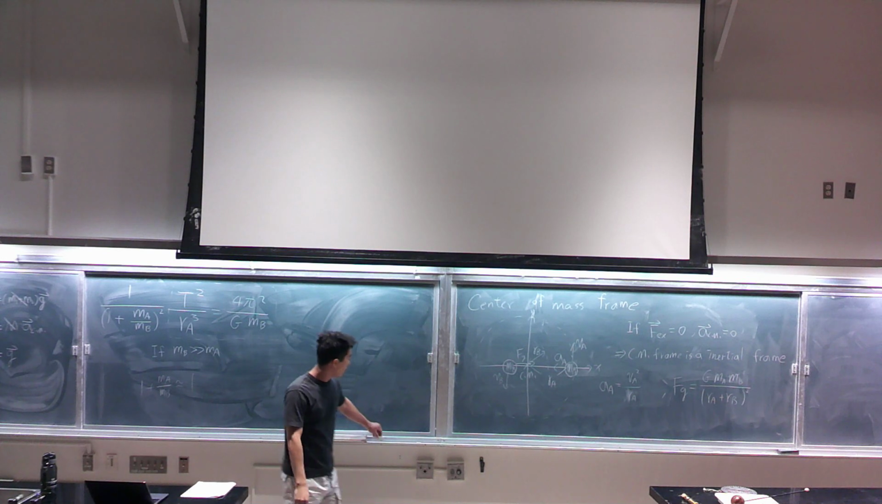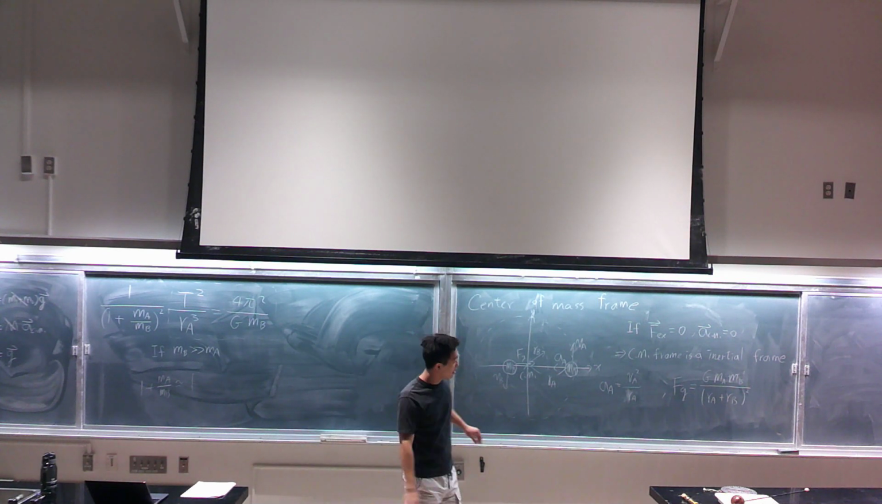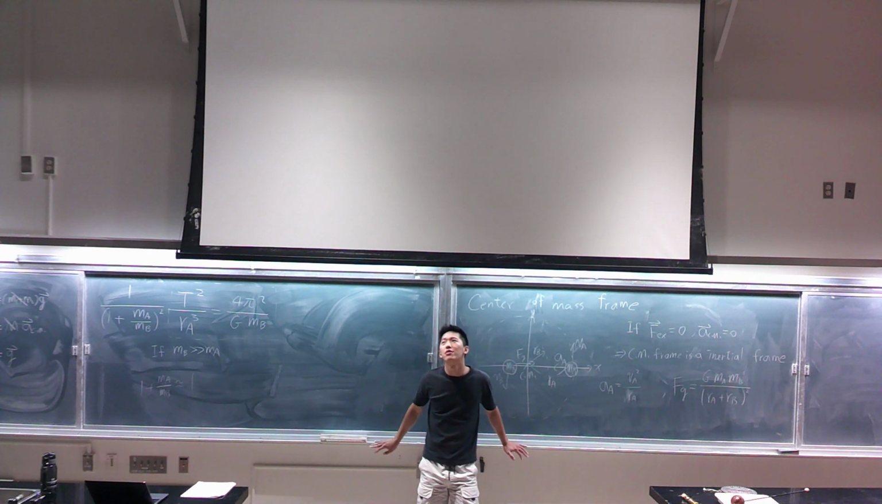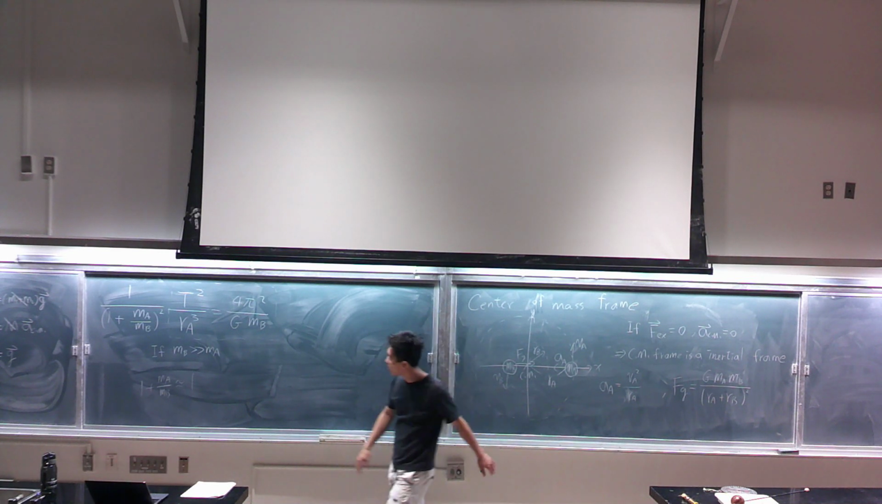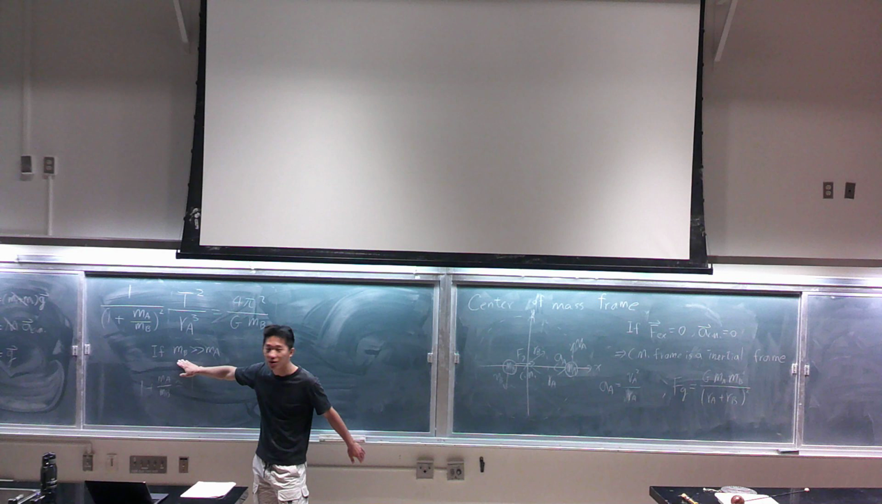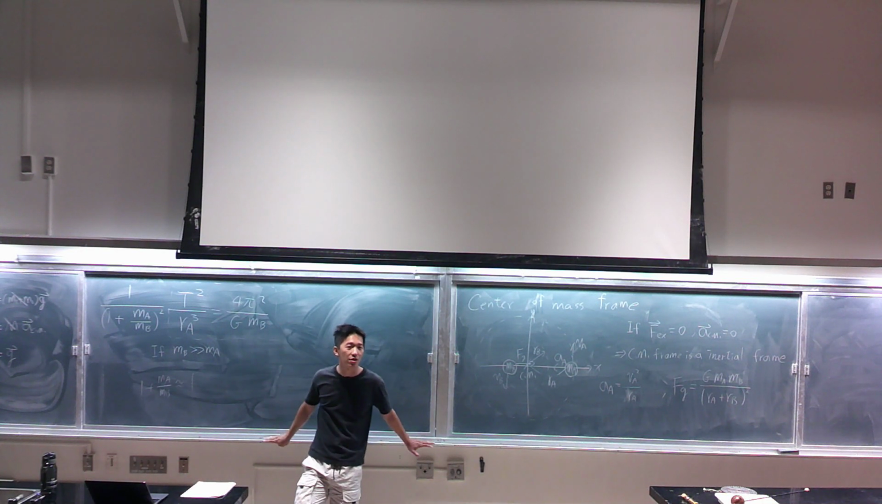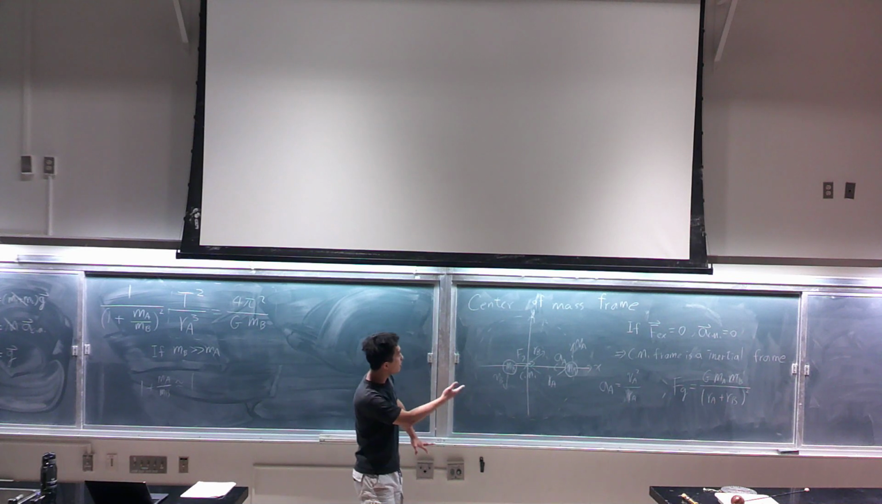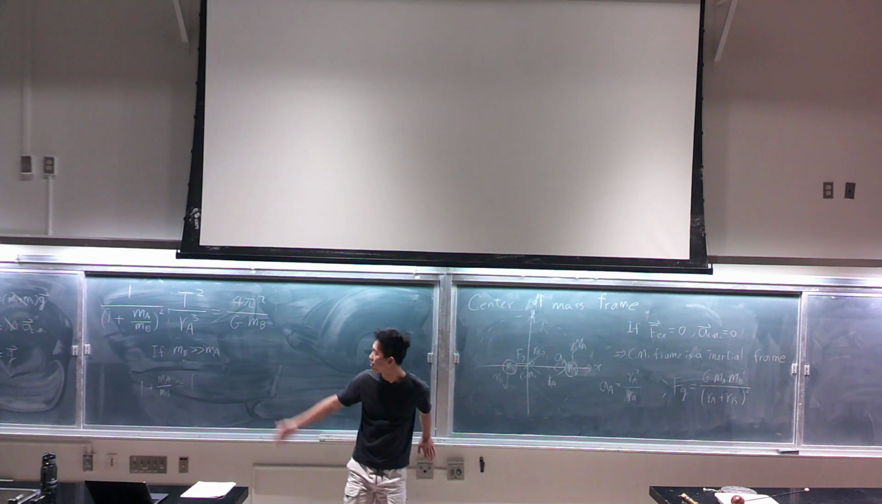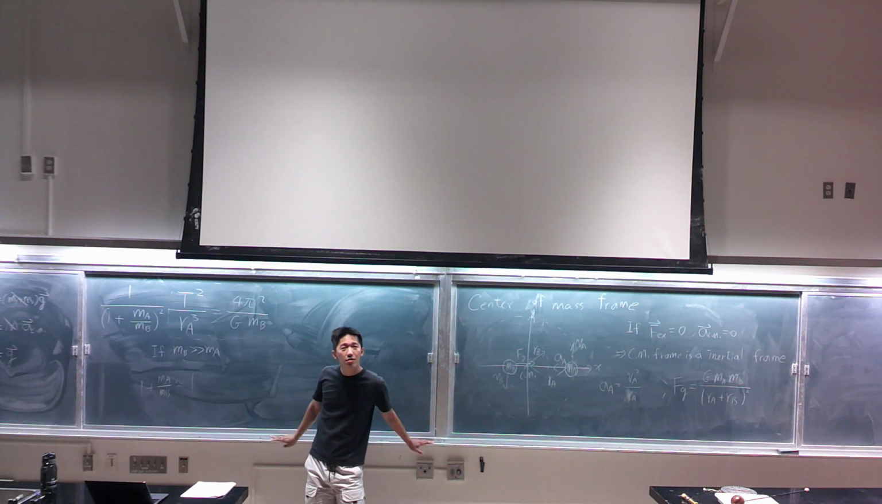So here I prove that taking the sun's frame as an inertial frame is a good approximation when the mass of the sun is really bigger than the mass of the Earth. If you don't want to do approximation, you can go to the center of mass frame, and then you'll get this. Okay?